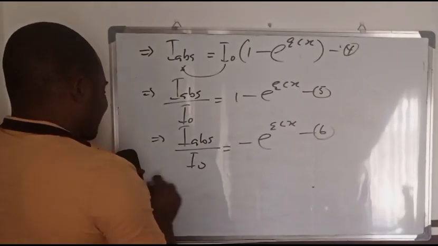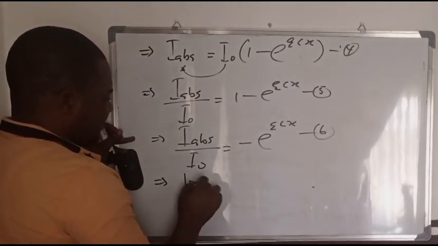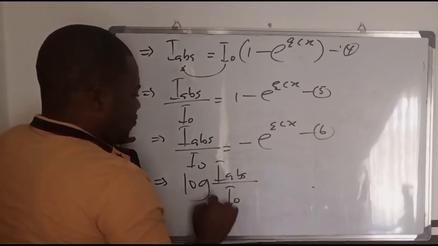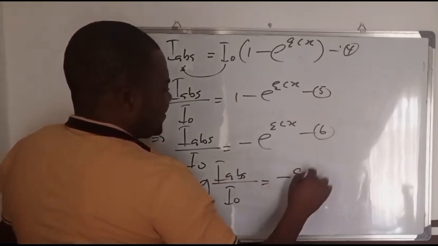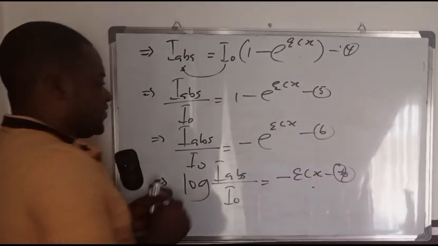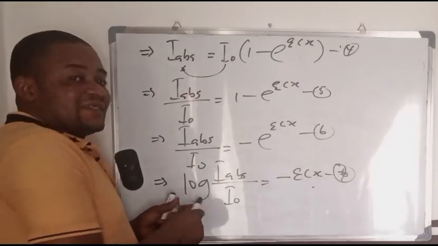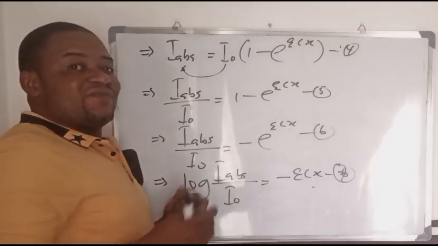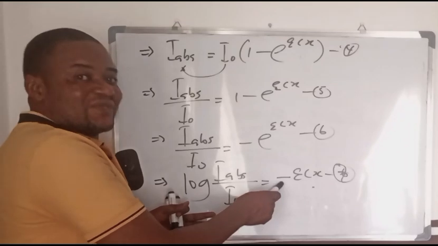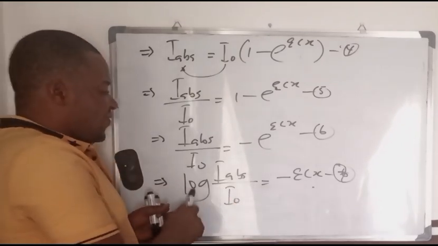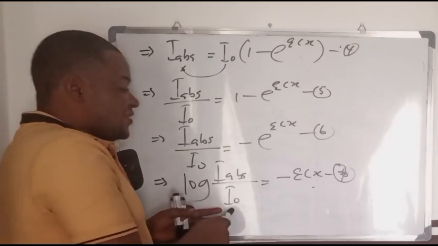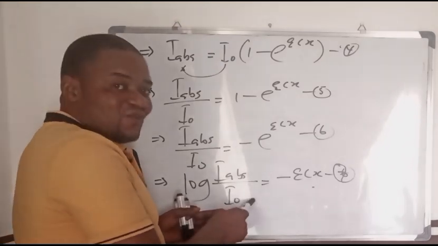So we're going to introduce the logarithm sign by simply saying log of I absorbed all over I0 is equal to minus this. Now this equation 7 can also be related to absorption. That is to say, if you were calculating absorbance, this is also what you can use for your absorbance, because log of the intensity of absorbed radiation over the intensity of incident radiation is equal to absorbance.